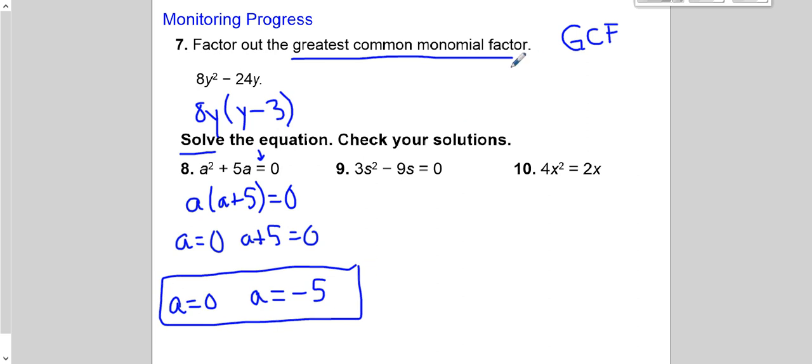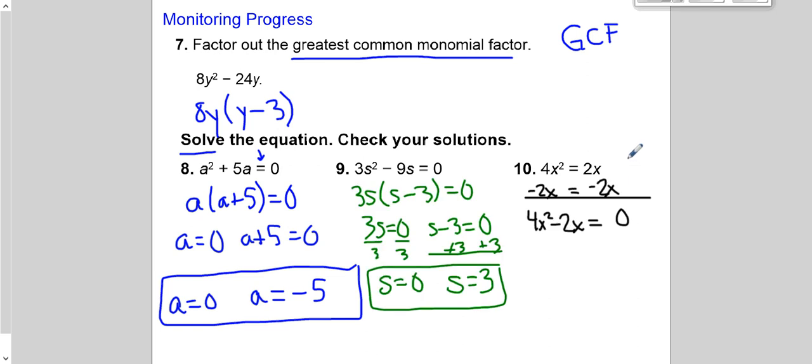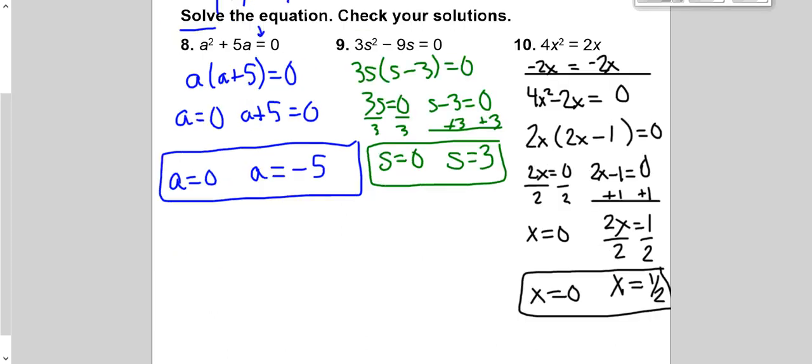All right, make sure your video's paused. Try 9 and 10 because those answers are going to pop up really quickly. Good time to pause your video if you want to give it a try. On number 10, make sure you put it in standard form first. Everything on one side, 0 on the other. Then factor it and finish solving. So number 10 is 0 and 1/2.